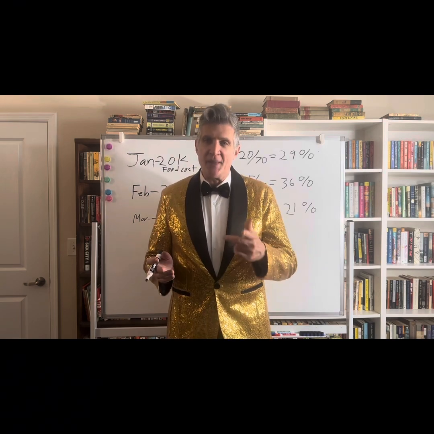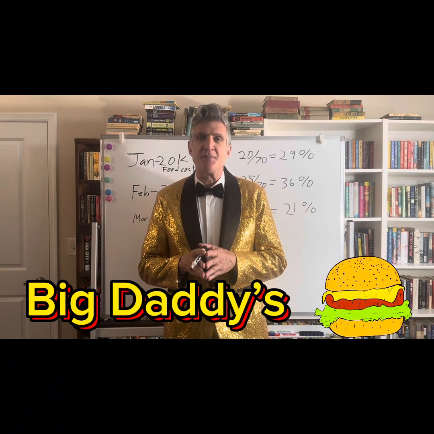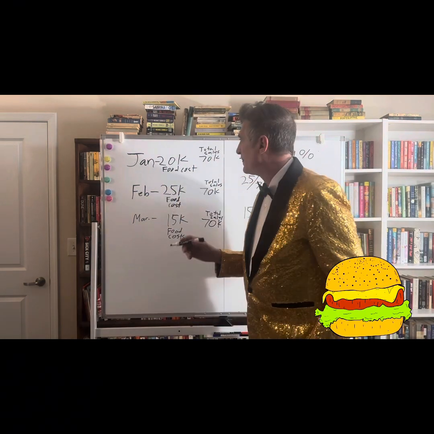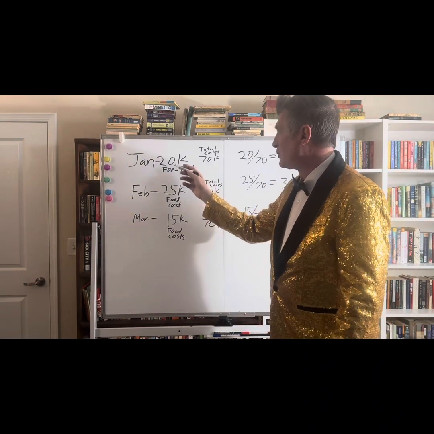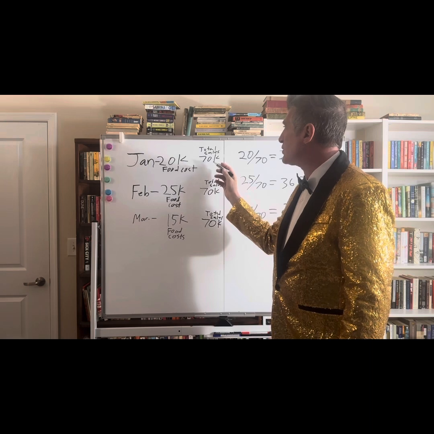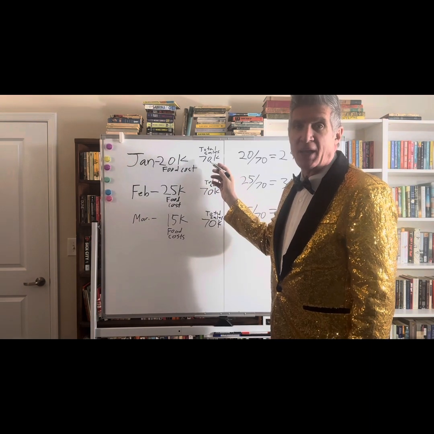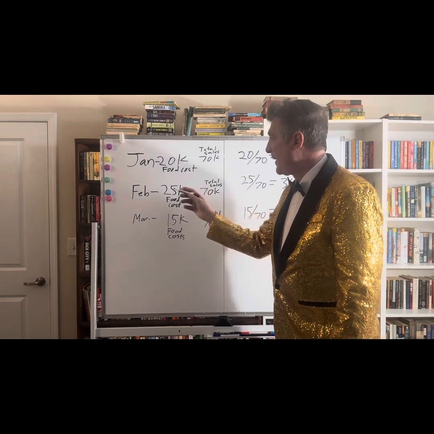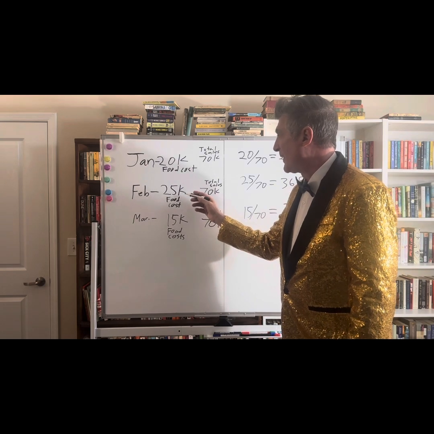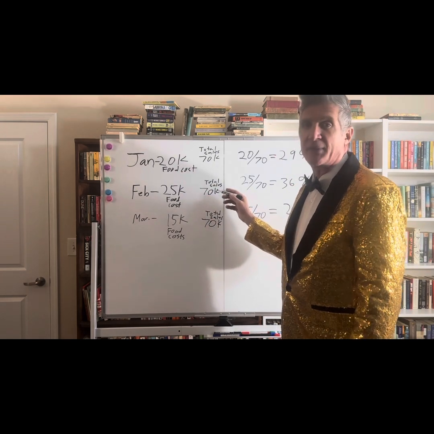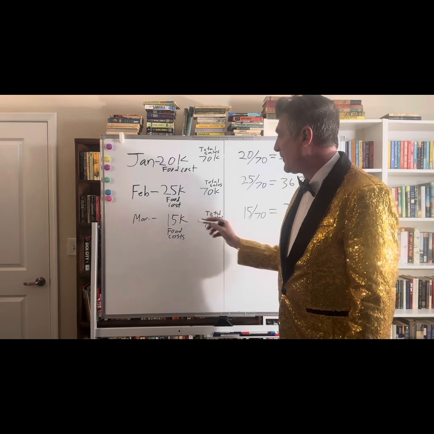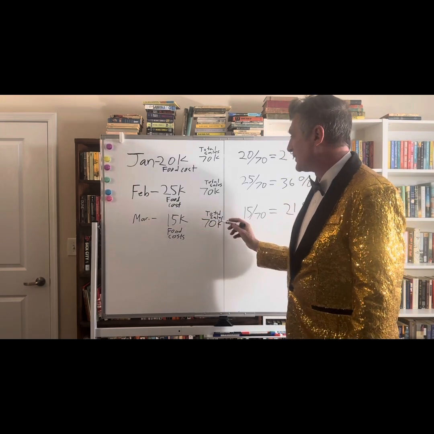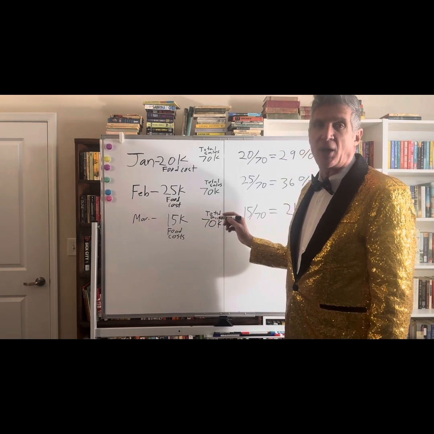For example, let's take our Big Daddy's Burger food cost. Let's say in January, we had $20,000 in food cost. We had a total of $70,000 in food sales. Then in February, we had a food cost of $25,000 and total sales of $70,000. And finally, for March, the end of the quarter, we had $15,000 in food cost and total sales of $70,000.